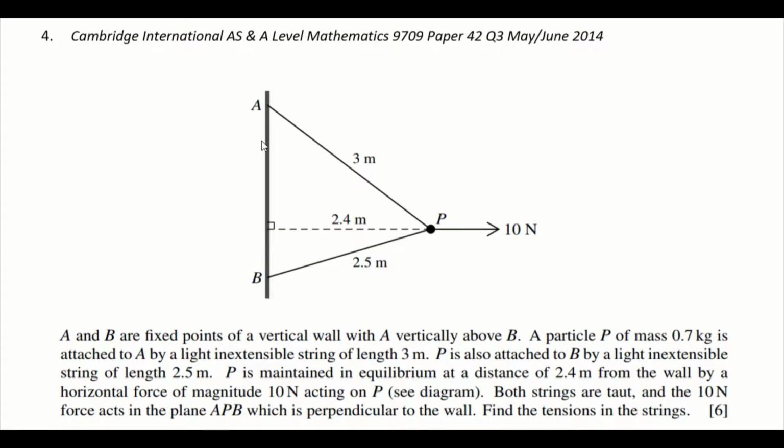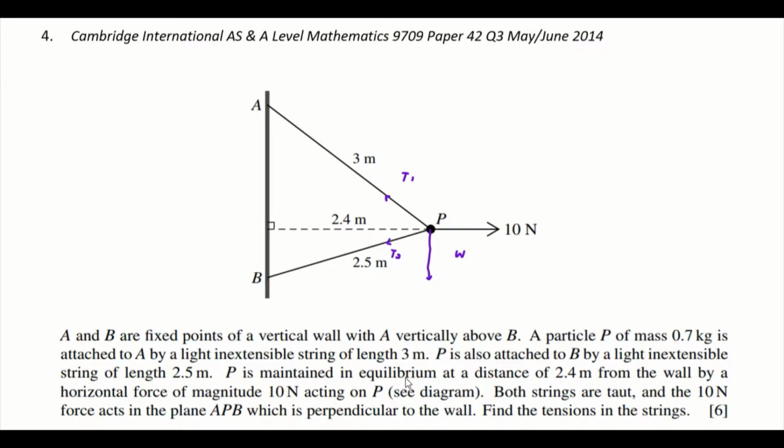So the particle P has mass 0.7 kg. That's why you have this weight going down here. Okay, so you have W here. It's attached to A by a light inextensible string of length 3 meters. P is also attached to B with another string. Because they are different strings, they will form different tensions here. So you can imagine that this one is our tension 1, then this is our tension 2. Okay, then it's attached to B.